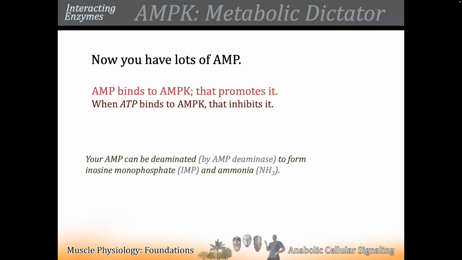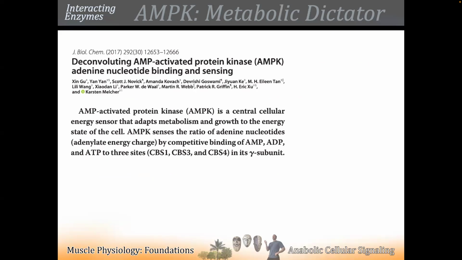So we start eliminating our AMP, and this changes the ratio of AMP to ATP and that ratio of ADP in there as well. We start to get more ATP relative to the amount of AMP. And so there's competitive binding of ATP, ADP, and AMP on that gamma subunit. It just depends what you have a bunch of. If the ratio of ATP to ADP to AMP changes, that affects what binds there.